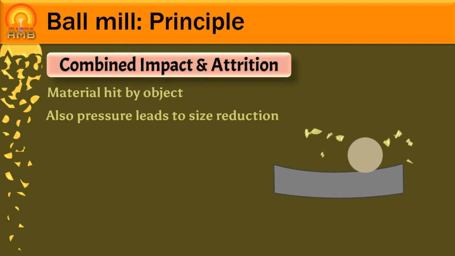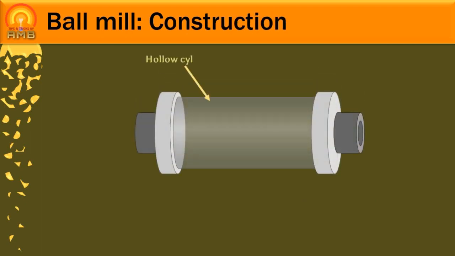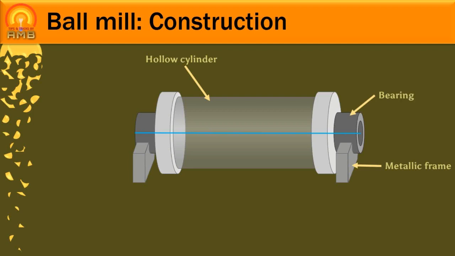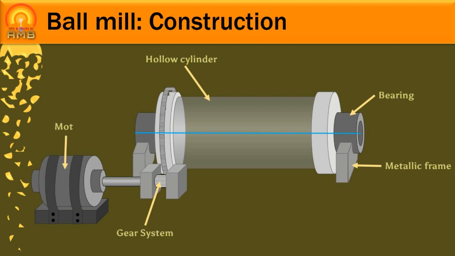Now we will see construction of ball mill. It consists of a hollow cylinder mounted on a metallic frame in such a way that it can be rotated on its longitudinal axis. For rotation, the cylinder is mounted on the metallic frame with the help of bearings. Cylinder is connected with a motor with the help of a gear system to rotate it on its longitudinal axis.